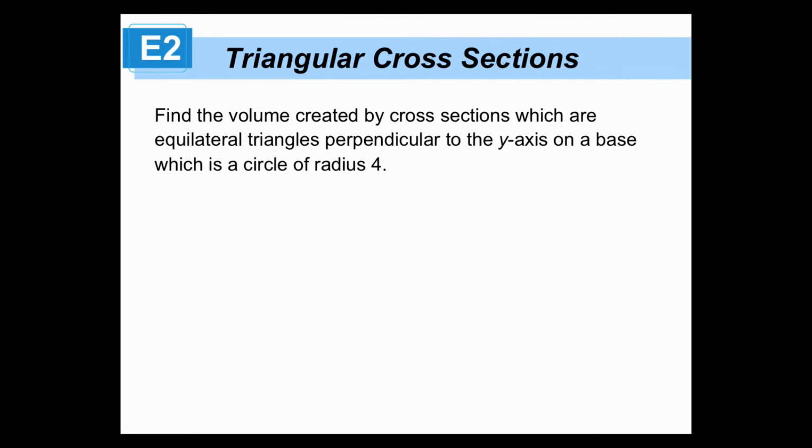Now I'm going to use a circle. And I'm going to have my sections be equilateral triangles perpendicular to the y-axis. So before I click and show you a picture, you draw a picture. Draw a picture of the base, put in your representative rectangle, and then draw your representative area. We can worry about labeling values and distances later, just get a general idea of what's going on here.